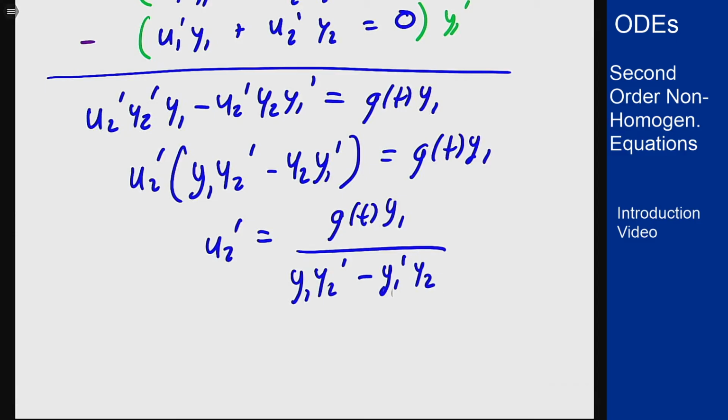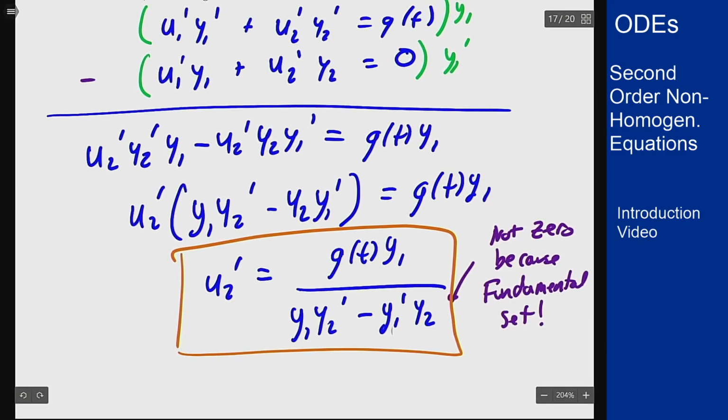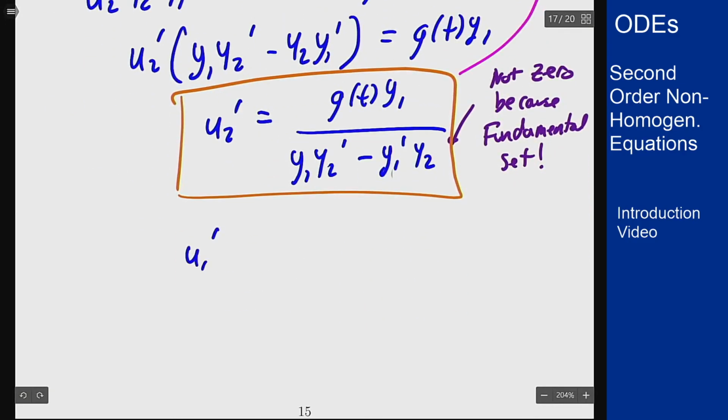And that's the answer. Why do we know this works? Well, I divided by something. I better make sure that's not 0. But we've seen this expression before. This is the Wronskian of the two solutions, and we know it's non-zero because we had a fundamental set of solutions, or a general solution, when we started the problem. So I'm okay with dividing by this term because I know it's never going to be 0. So that gives us u2 prime. I can then find u1 prime by plugging this back into the second equation here, and that's going to give me that u1 prime is negative g of t times y2 over the same expression.